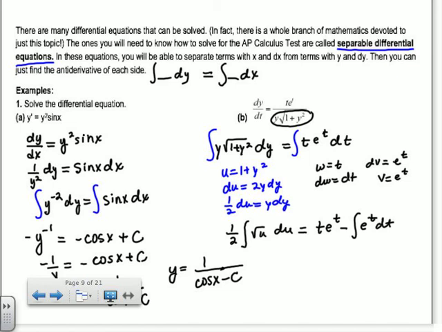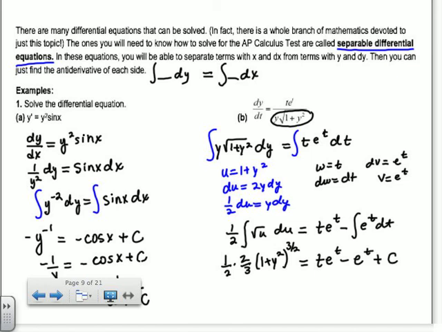Okay, so keep going. So I get 1/2. Erase this so I have more room. 1/2. This would be u to the 3/2 with the 2/3 out front. So 2/3 u to the 3/2. So u was 1 plus y squared to the 3/2 equals t e to the t minus e to the t plus a constant. All right, let's just tidy this up a little bit. Let's write it as 1/3 1 plus y squared to the 3/2 equals t e to the t minus e to the t plus c.